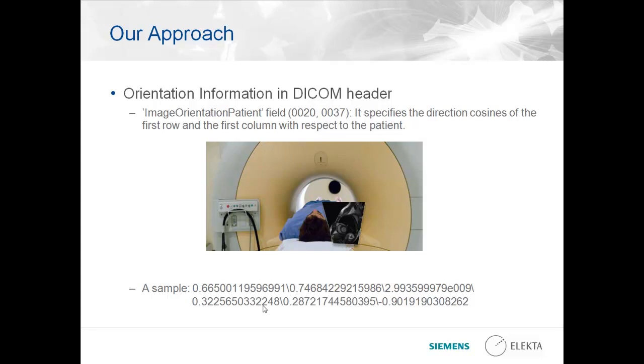The direction of the axes is defined fully by the patient's orientation. For example, the x-axis is increasing to the left-hand side of the patient, and the y-axis is increasing to the posterior side of the patient. The z-axis is increasing toward the head of the patient. So this is the patient coordinate. For the scanning slice, you have the x-axis and y-axis, and this DICOM field indicates the slice orientation inside the patient's coordinate system.